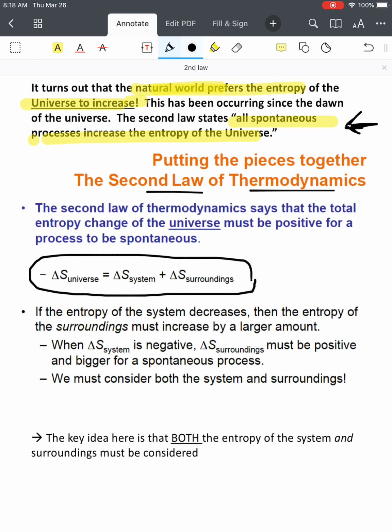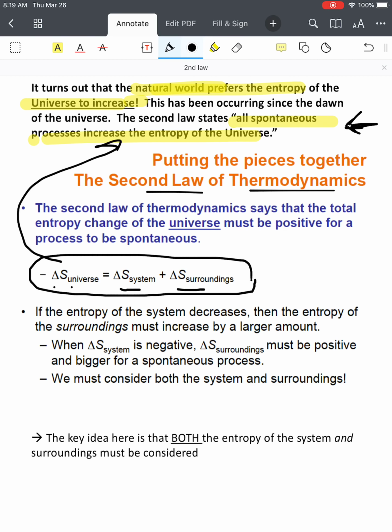And the first one that I'm going to write is the equation that I just highlighted. I wrote delta S universe, or the change in entropy of the universe. Now remember, that number has to be what? Positive if the process is going to be spontaneous. But how can I find or define it? Well, it's nothing more than being equal to the entropy change for the system plus the entropy change for the surroundings.